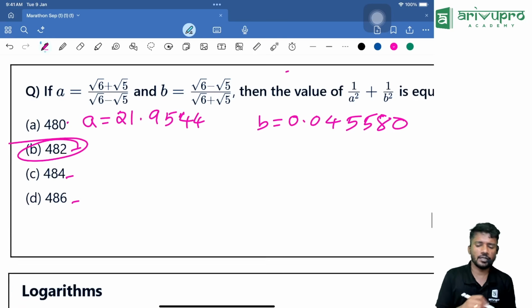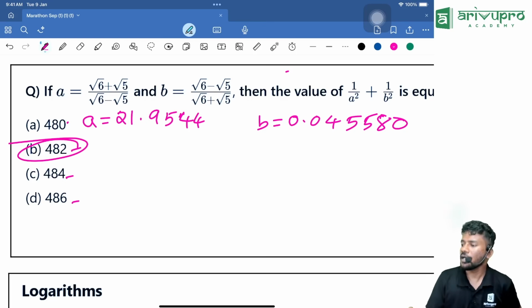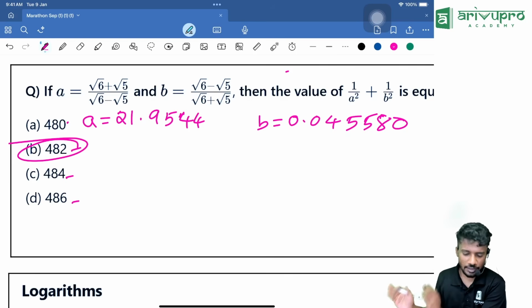Which is the nearest answer? You will go for option B, 482. Why did I go for option B? Anyway, we skipped some decimals, right? Anyway, it will go towards 482.